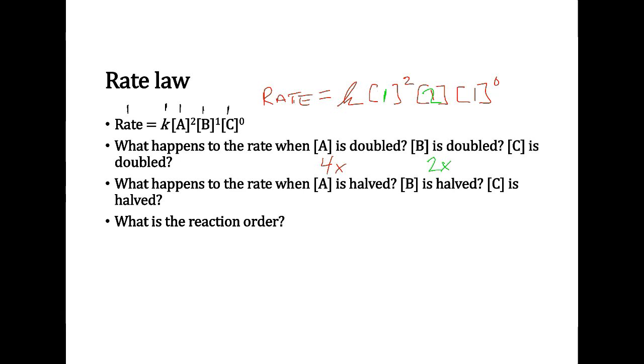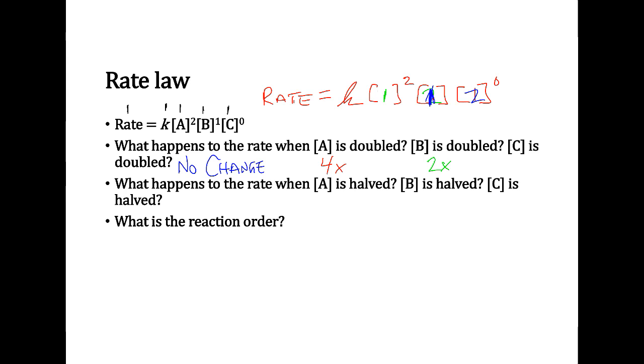And then finally, whenever we look at C, if we double the concentration of C, then we return B back to 1, we're going to see that because C is to the 0th order, there is no change to the rate, because anything to the 0th is 1.